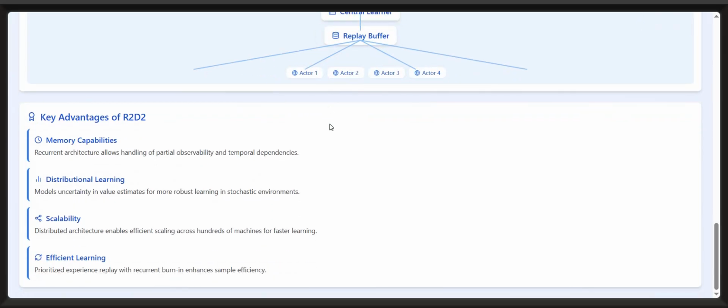And finally, just to summarize what makes R2D2 useful, first, it handles memory well. The LSTM structure means it can keep track of previous observations and use them when deciding what to do next. That's important when the current input doesn't tell the full story. Second, it doesn't just make single point predictions, it gives you a full distribution that helps with decision making in environments that are noisy or unpredictable. And because it is distributed, you can run it across many machines or processes in parallel, making it faster to train.